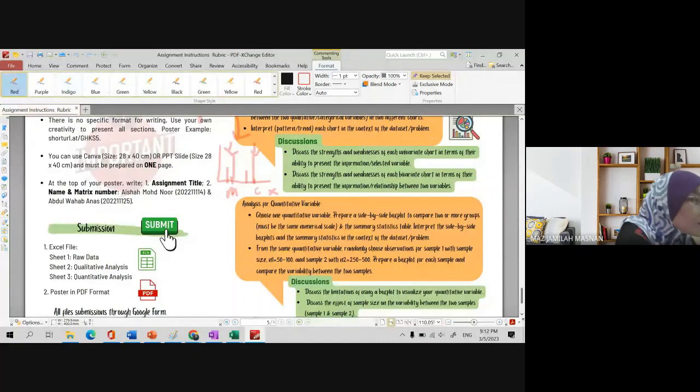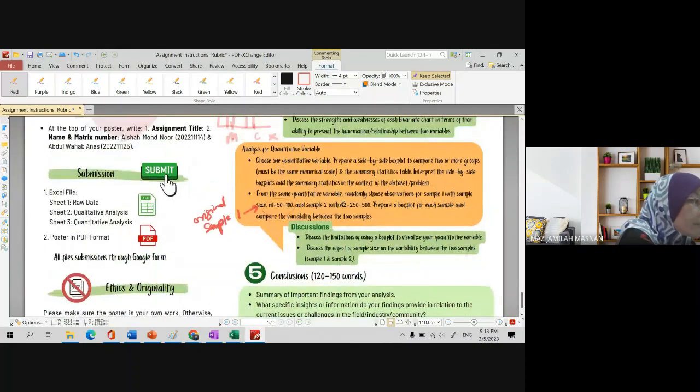Okay, so the first here is your sample 1. And then this is your original. But sample 2 is the one that you have to generate.